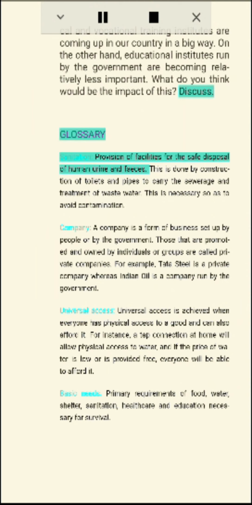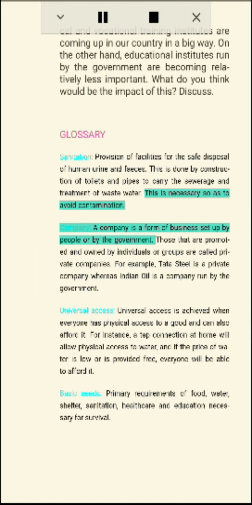Discuss. Glossary: Sanitation: provision of facilities for the safe disposal of human urine and feces. This is done by construction of toilets and pipes to carry the sewerage and treatment of wastewater. This is necessary so as to avoid contamination. Company: a company is a form of business set up by people or by the government.